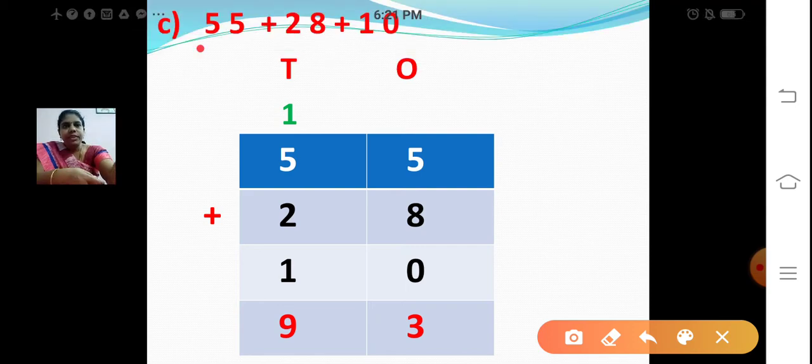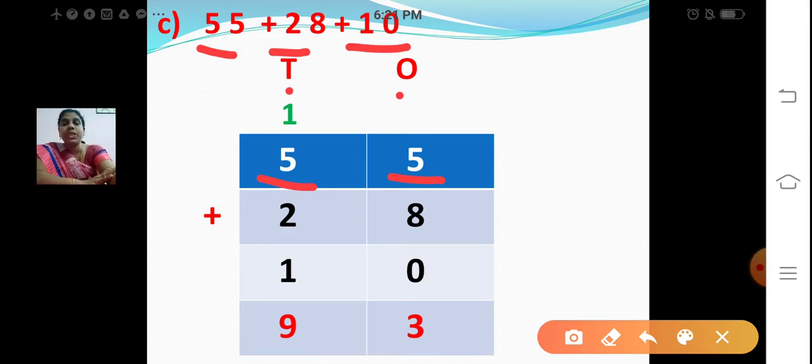We are going to add the three numbers 55 plus 28 plus 10. What we have to do? Write the numbers in the exact places. Take the first number 55. Is there any hundreds place? No. So leave that. So only ones and tens, right? 5 in the ones place. 5 in the tens place.